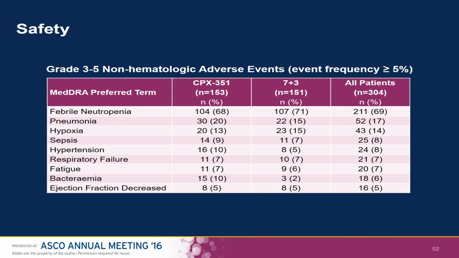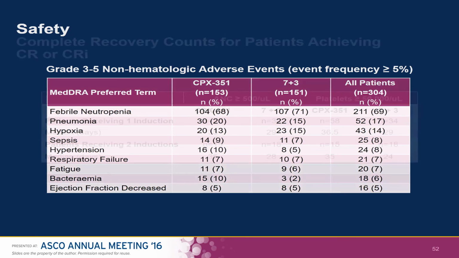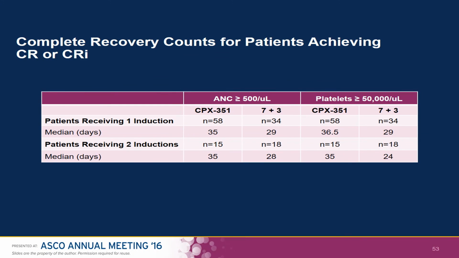Importantly, the early mortality was not worse for CPX-351. The 30-day mortality was, if anything, better. And if you look at 60-day mortality, again, it was better, mainly because the responses were higher after the 30 days in CPX-351. The green boxes are the patients who died because of progressive disease, and you can see significantly higher in the 3+7 subset.